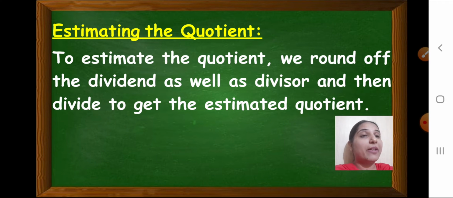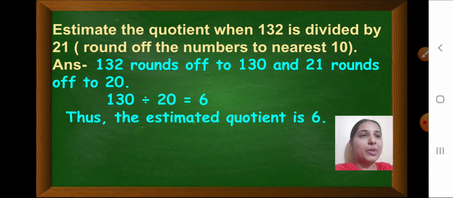What do we do to estimate the quotient? We round off the dividend. What is the dividend? The number which we have to divide. And what is the divisor? The number by which we divide. So we round them off first and then we divide to get the estimated quotient. So let's see one example.